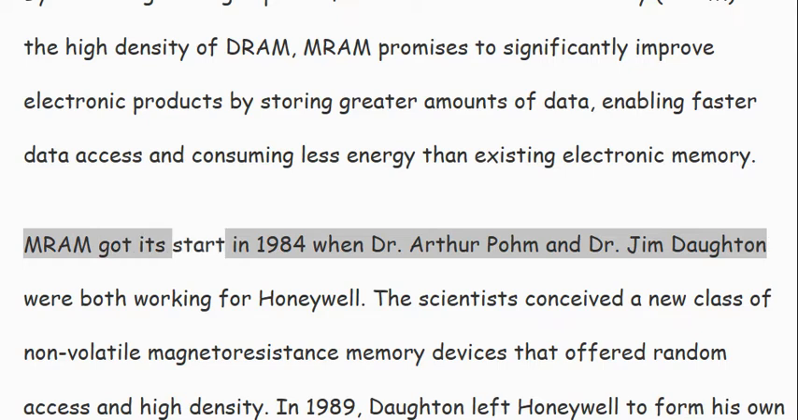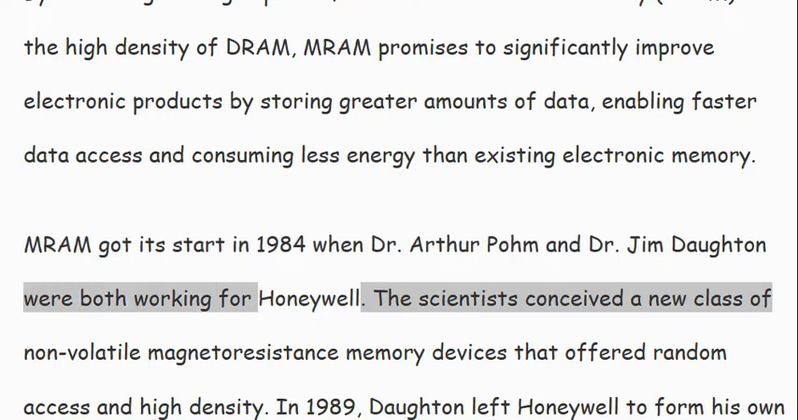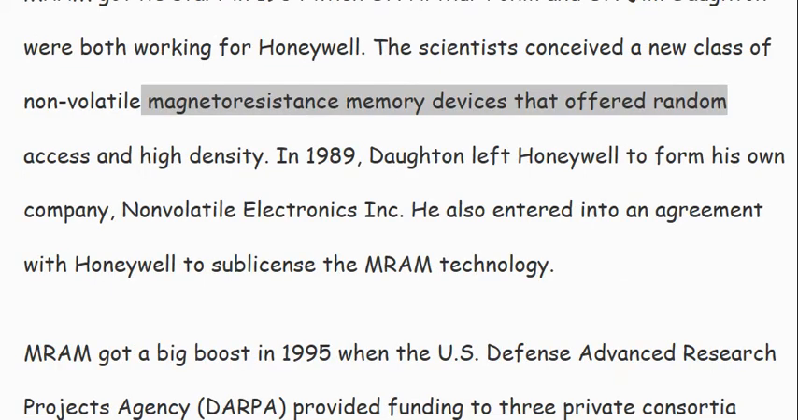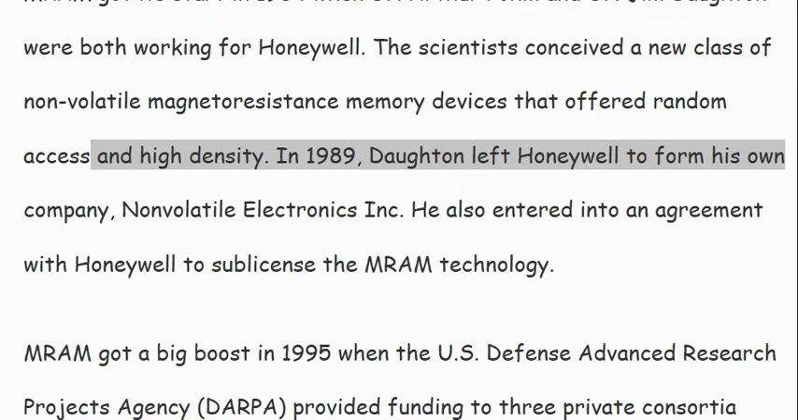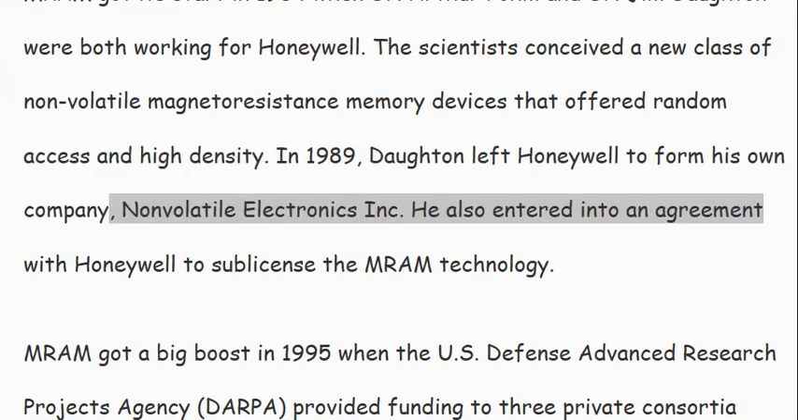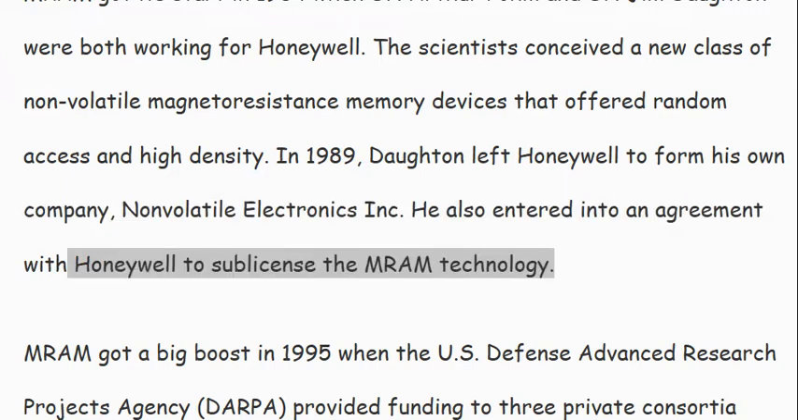MRAM got its start in 1984 when Dr. Arthur Pohm and Dr. Jim Doughton were both working for Honeywell. The scientists conceived a new class of non-volatile magnetoresistance memory devices that offered random access and high density. In 1989, Doughton left Honeywell to form his own company, Non-Volatile Electronics Incorporated. He also entered into an agreement with Honeywell to sublicense the MRAM technology.